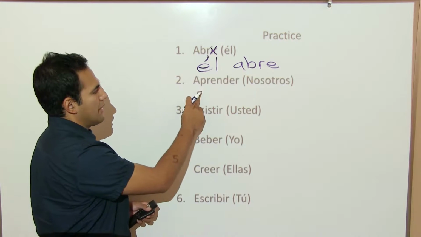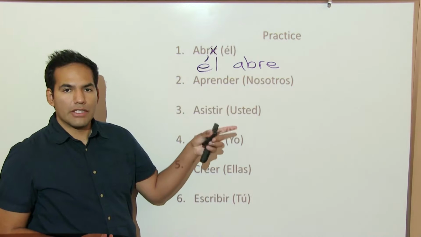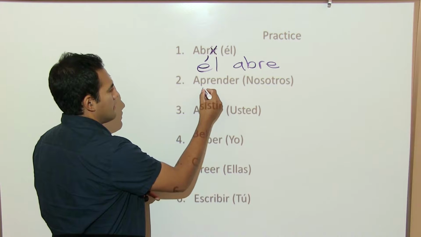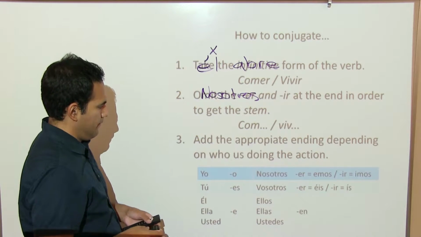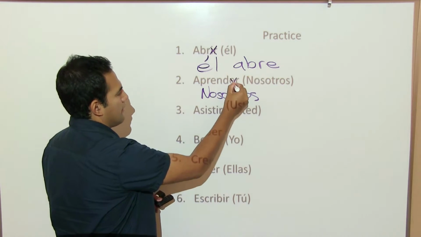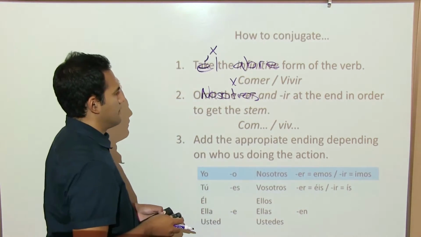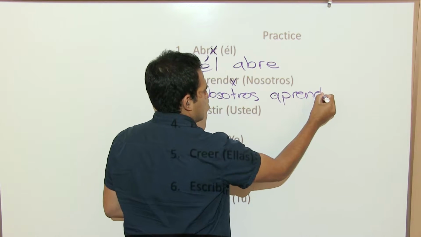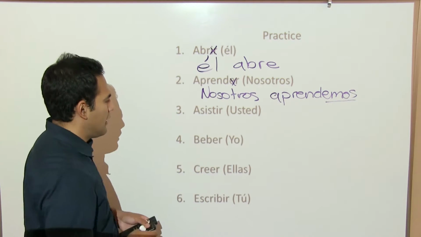Okay, so the second verb is aprender, which means to learn. And we're going to conjugate it to the first person plural, nosotros. Okay, so let's see. We can go back and see. Okay, so we have to make sure which one it is. So it's an ER verb. So the ending for that is emos. Okay, so nosotros aprendemos. Okay, perfect. Let's continue.